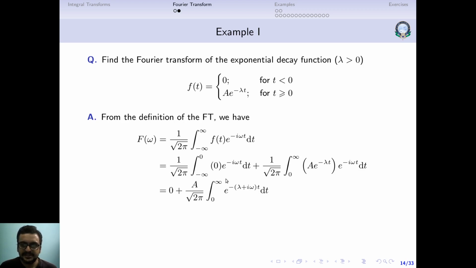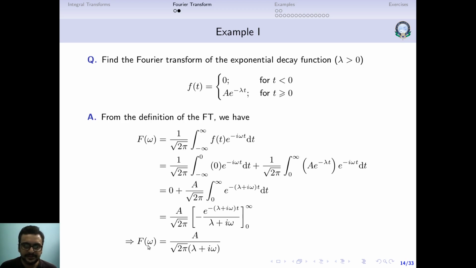So the first part is going to evaluate to 0, and then what we'll have is, I take the a outside, by root 2 pi, integral 0 to infinity, e to the power minus lambda plus I omega into t dt. Now evaluating this is very straightforward, because this will be equal to minus e to the power minus lambda plus I omega into t divided by lambda plus I omega. All you have to do is substitute the limits from 0 to infinity, and you will get the Fourier transform, f of omega, which is equal to a by root twice pi into lambda plus I omega.